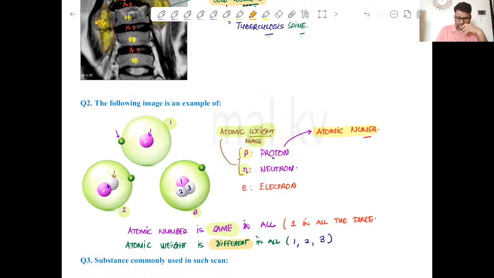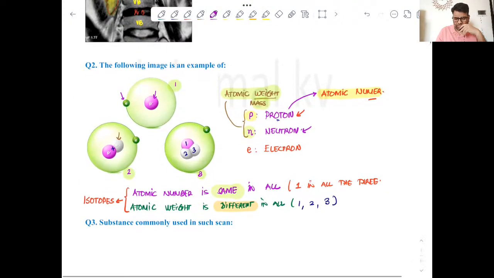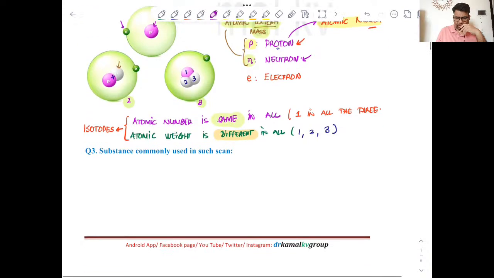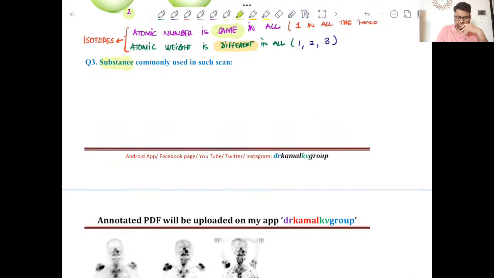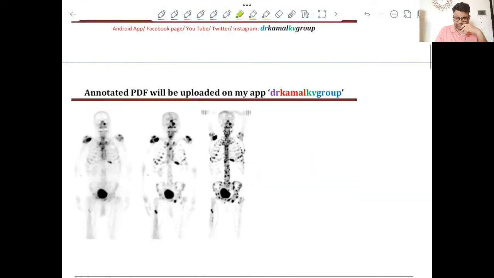So what we can see here, in these three forms, atomic number is the same, but they have different atomic weight, and such substances are known as isotopes. Clear? So these are isotopes, which have the same atomic number, that is the same number of protons, but they have different atomic weight because they have different number of neutrons, right? So this is actually just a theoretical concept.